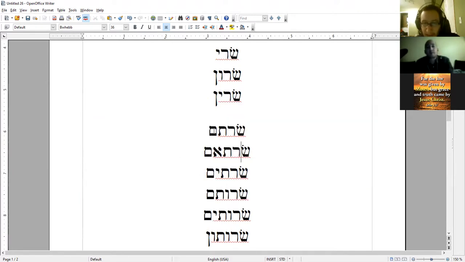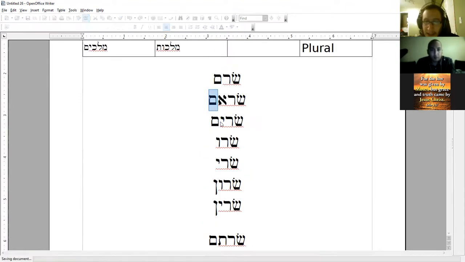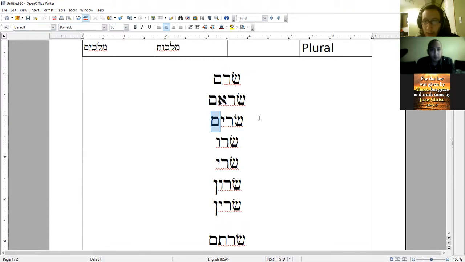What's interesting is the mem is at the end all the time in feminine, whereas in the masculine, it's only in the singular, but it's not in the plural. But the weird thing is, in Hebrew, it's the reverse. In Hebrew, instead of the mem in the singular, it has mem only in the plural. So that's a strange phenomenon. That's not exactly clear how that switch happened.